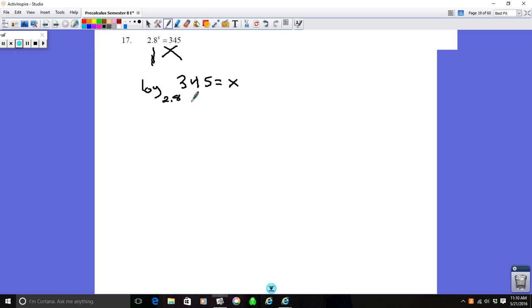And then again, the newest calculators can put that in directly like that, and the slightly not newer ones are going to put this in using the change of base formula, log of 345 divided by log of 2.8. That's the exact answer, or this is the exact answer. Both of them are. But when you stick that into the calculator, log of 345 divided by log of 2.8, x is equal to 5.675. Again, remember to round correctly to the 3rd decimal place.